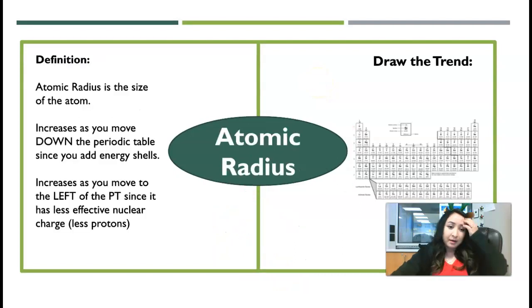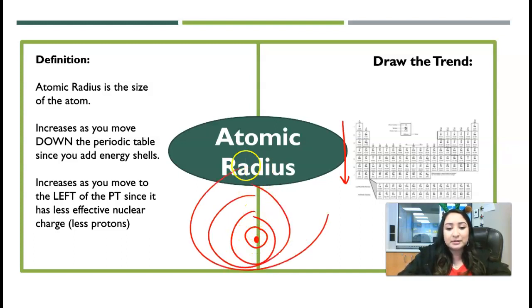Oh, there you go. Atomic radius is the size of an atom. It increases as you move down the periodic table, because the more shielding you have, the more energy levels, right? The more energy levels you have, the bigger the atom gets. So it increases as you go down, and it increases as you go to the left of the periodic table.